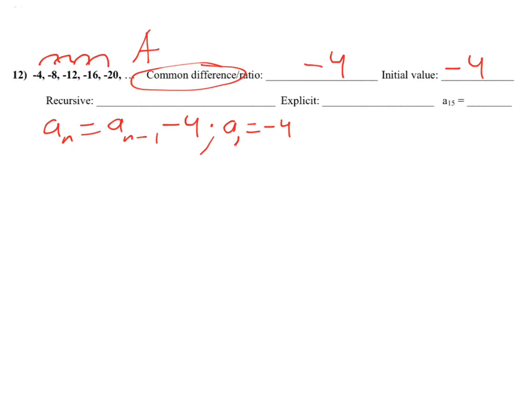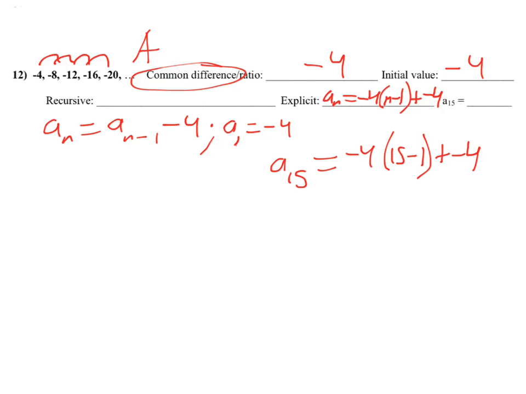The explicit function for arithmetic sequences is a sub n equals common difference times n minus 1, and then plus your initial value of -4. If you want to get a sub 15, you take your explicit function and you put 15 in for n, and then you compute from there. And this one is going to give you -60, and this one's done.